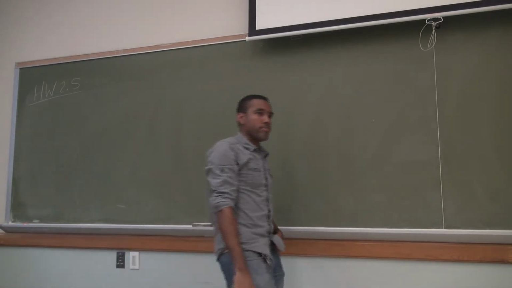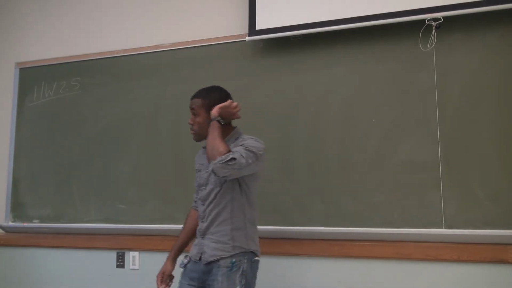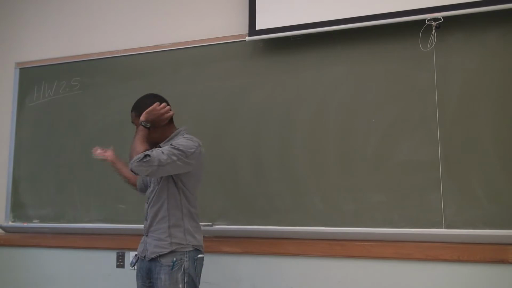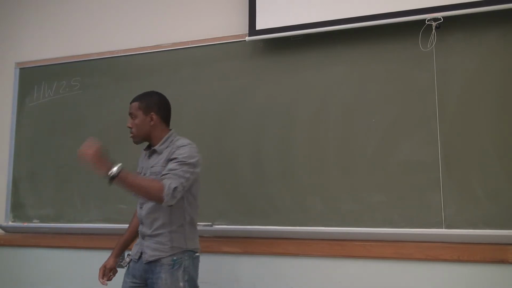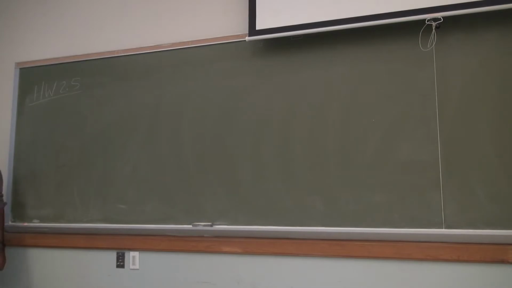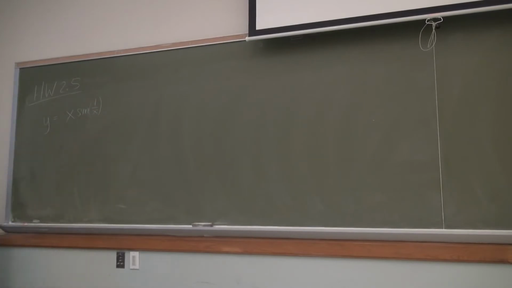Questions on the homework? I had a homework problem. Y equals x sine 1 over x. Find the derivative. That's number 32.